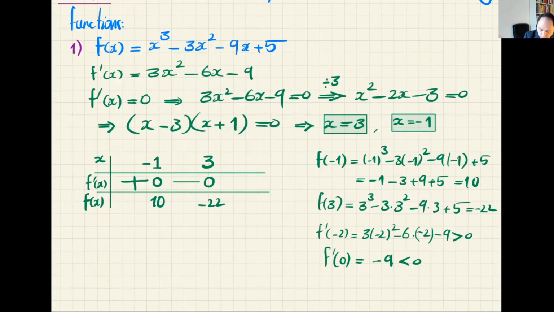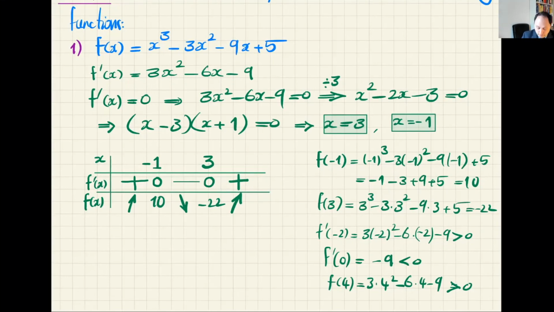And then I choose a number, for example, bigger than 3. Let us say 4. And then if I calculate this, 3 times 4 to the 2 minus 6 times 4 minus 9, how much is that? I don't need to know how much is that. It's clear that this is positive, yes? It is positive. And then the function here goes up, the function here goes down. Why? Because the derivative is positive, the derivative is negative. Again, the function goes up, the derivative is positive, yes?